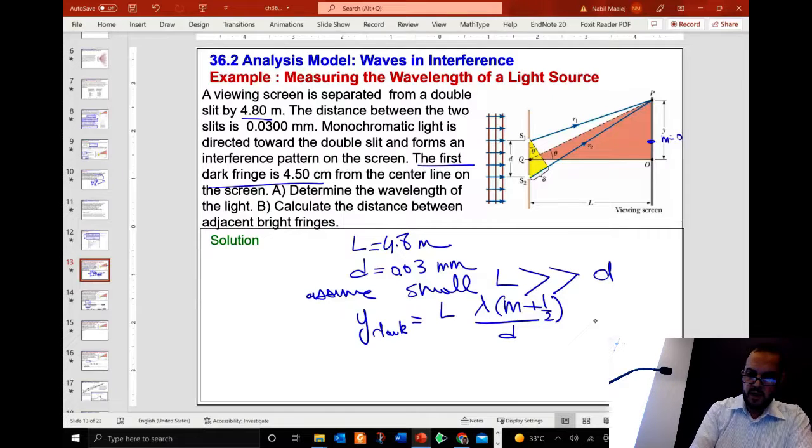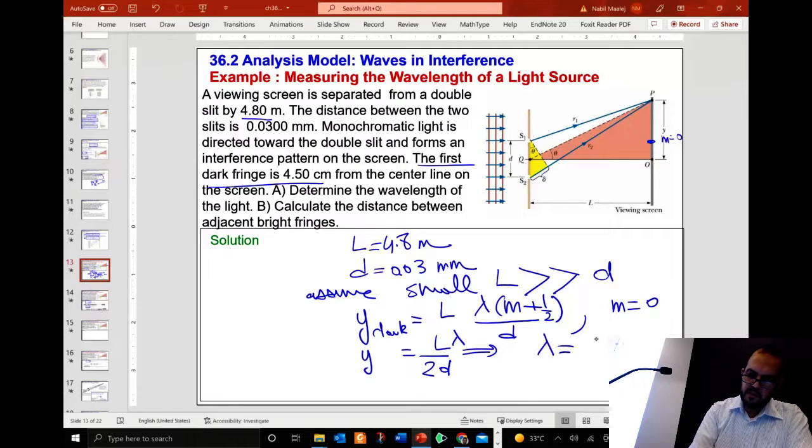Correct? So, for the first dark spot, m is equal to 0. That means Y dark is going to be L times 1/2 of D, or L over 2D, because m is equal to 0. Correct? So I can get L lambda over 2D, and I can solve for lambda.